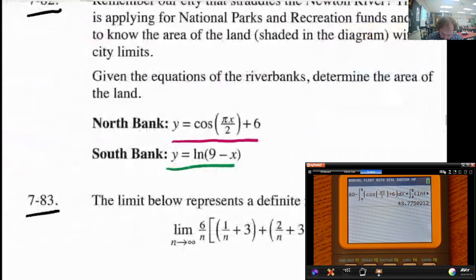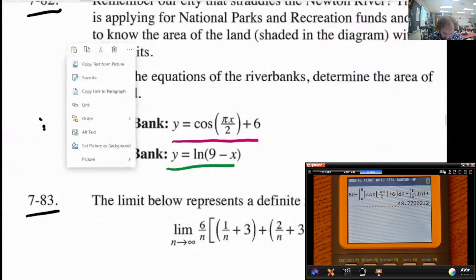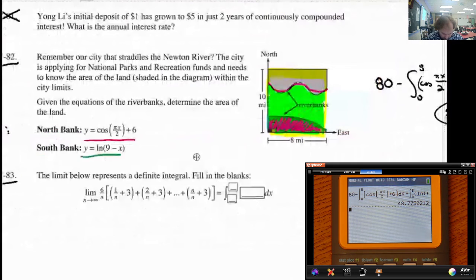Okay, I need my zoom feature to come back. Okay, let me zoom. My tablet's acting all sorts of funky. Oh, there we go, okay.